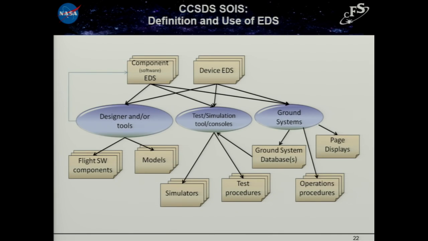Ground systems, it's kind of obvious: ground system databases and ops procedures and those kinds of things can be driven from EDS. If the EDS has a state machine, you can drive an ops procedure from that. Send this command, you expect this kind of response with this kind of timing associated with it, and what do you do in a failure case, and those kinds of things. So this is sort of the grand scheme, but this is all the places you can go with it.